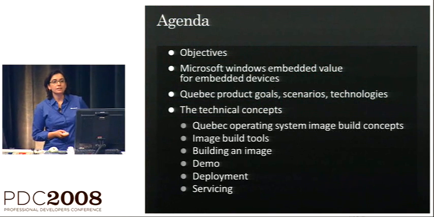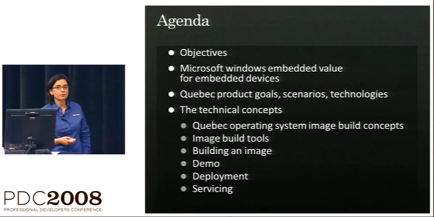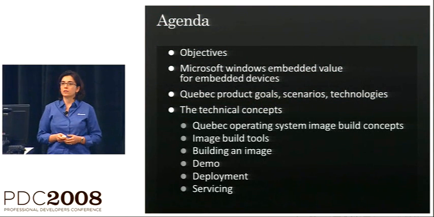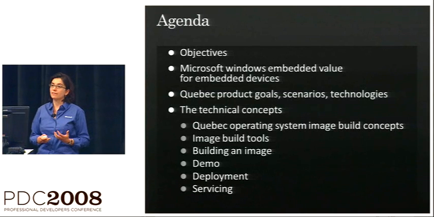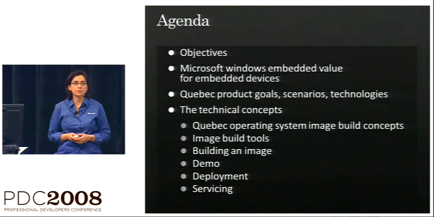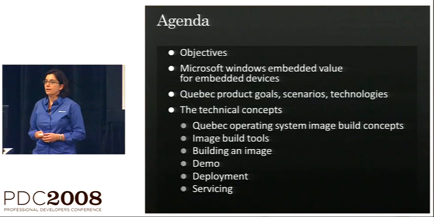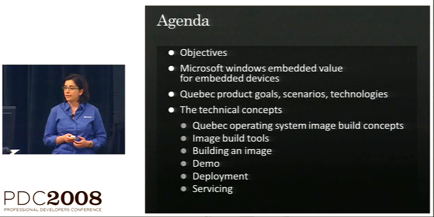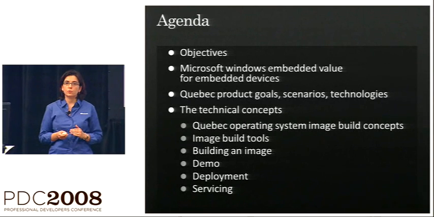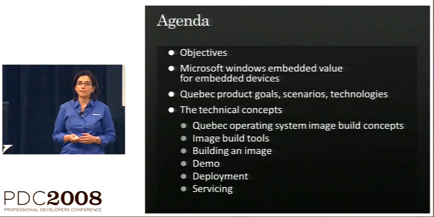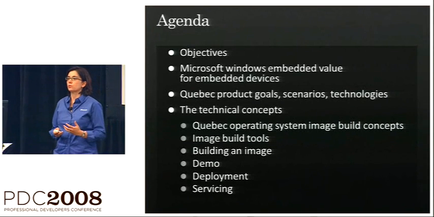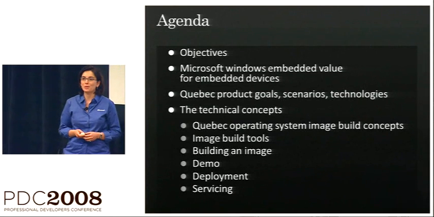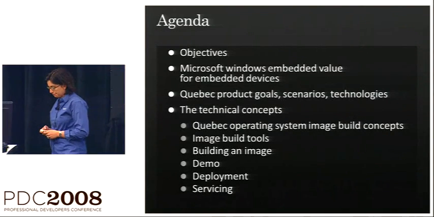Okay. So I'll talk about the objectives of this talk for a few minutes, why I'm giving this talk to you. And I'll talk briefly about our roadmap, what Windows 7 and Windows in general brings to the embedded space for embedded devices. I'll talk about Quebec product goals, scenarios, the developer experience on Windows Embedded Quebec. And then toward the latter half of the talk, I'll do a deep dive into the image build tools and all the developer scenarios that Quebec enables. And hopefully when my demos show up, I'll show you our developer tools as well.